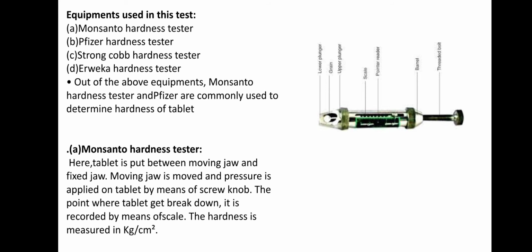Monsanto hardness tester. Here, the tablet is put between a moving jaw and a fixed jaw. The moving jaw is moved and pressure is applied on the tablet by means of a screw knob. The point where the tablet breaks down is recorded by means of the scale. The hardness is measured in kg per centimeter square.